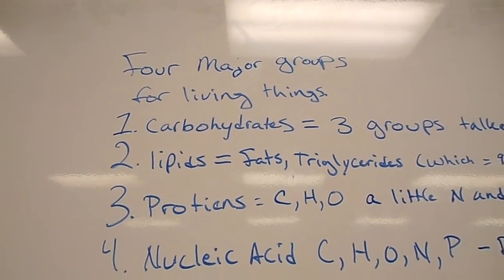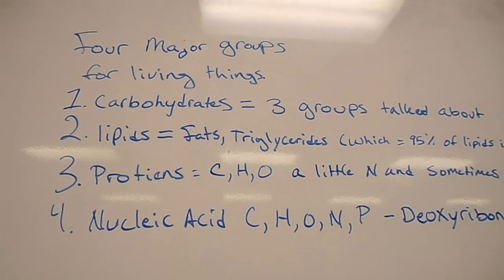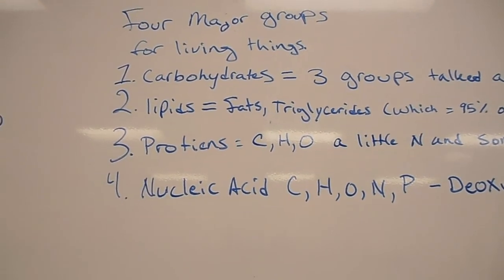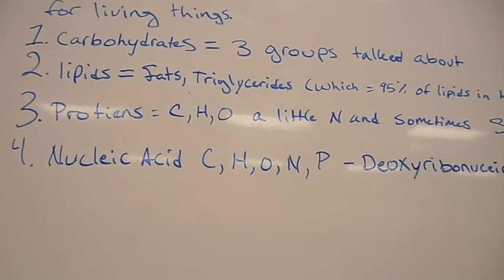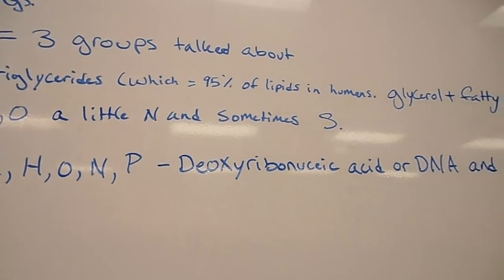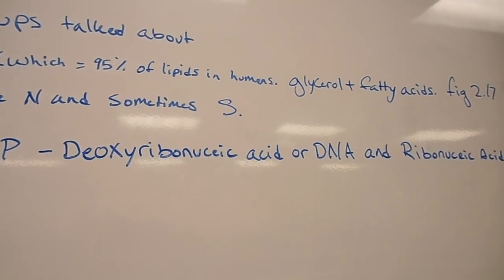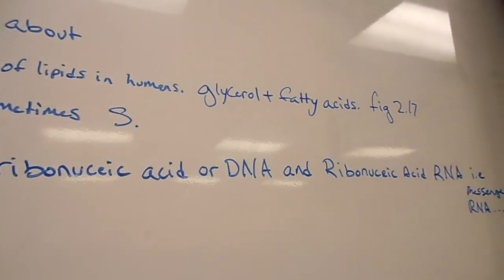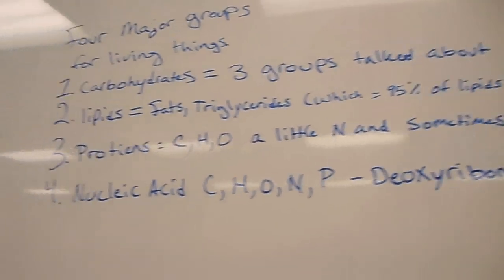Then there are 4 major groups for living things. There are carbohydrates, and yes, I was too lazy to write them all out, so I said 3 groups talked about. 2 is lipids, fats, triglycerides, which equal 95% of lipids in humans. And then it said glycerol plus fatty acids. Not exactly sure what they meant by that. You can read about that on figure 2.17 of the textbook.